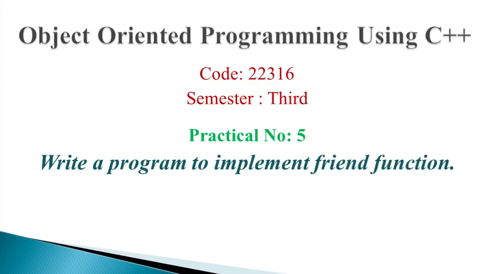Hello everyone. Today we'll see object-oriented programming using C++, practical number 5. The objective of the practical is to write a program to implement a friend function in C++.